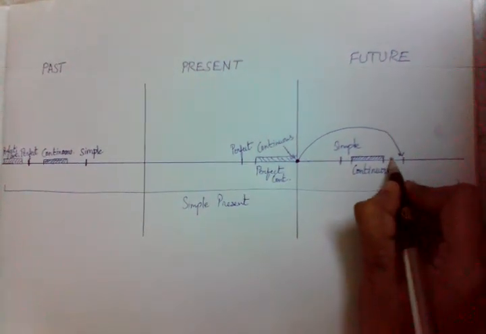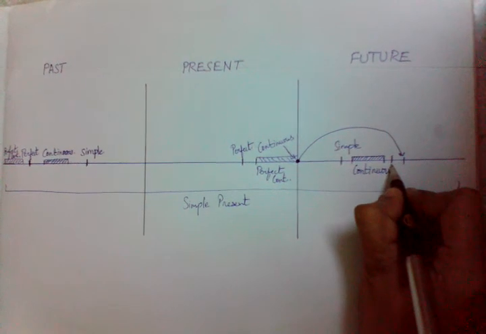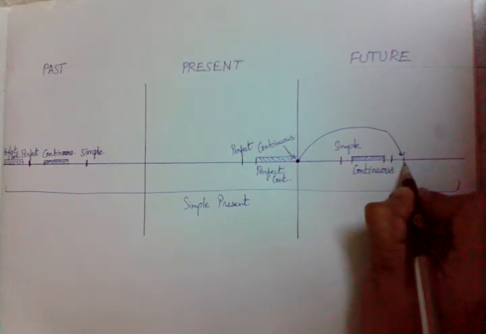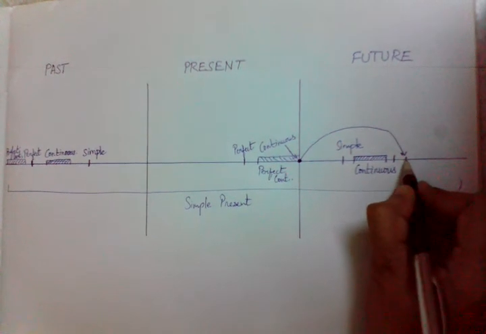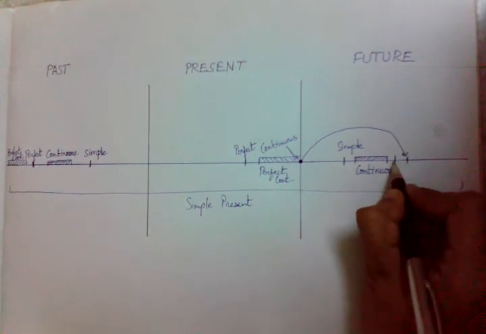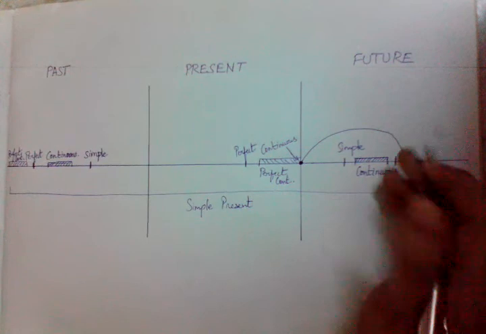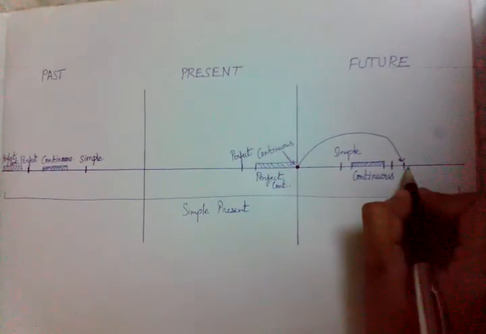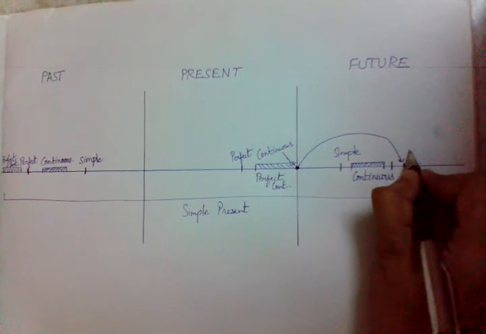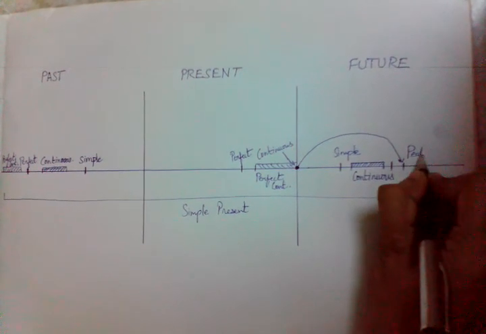So let's say you are talking about something that happened here and say she will have gone to school by now tomorrow. So this is now tomorrow and you are talking about something that happened here or here, anytime in this gap, in this period of time. So I'm going to mark this as future perfect.